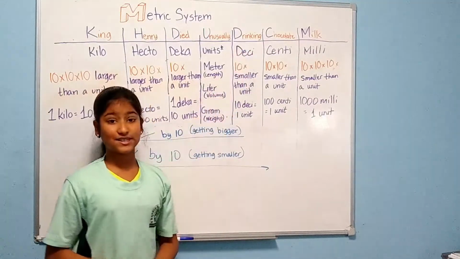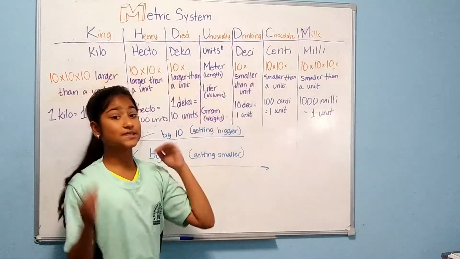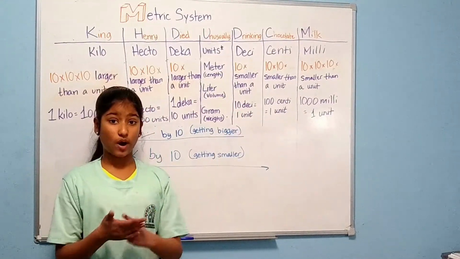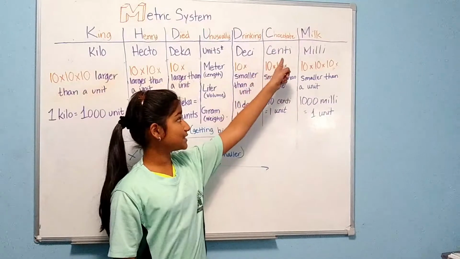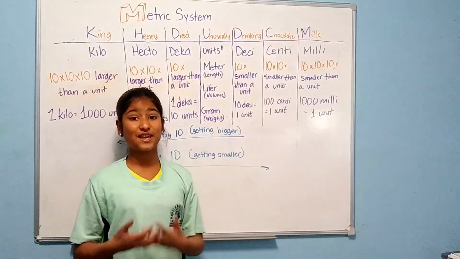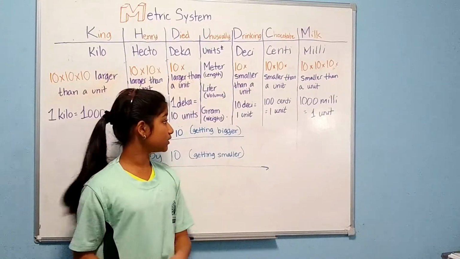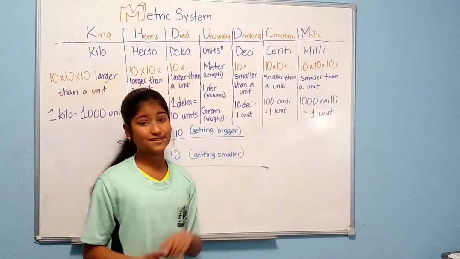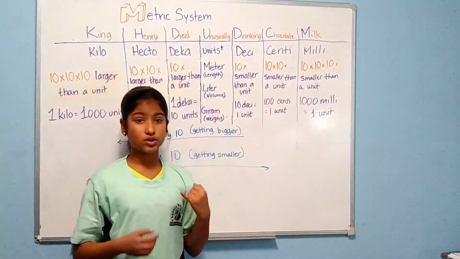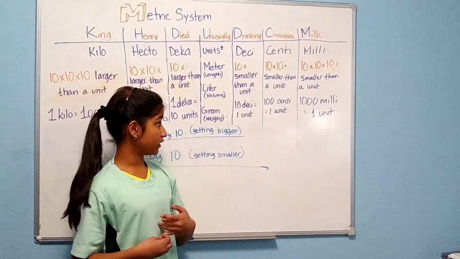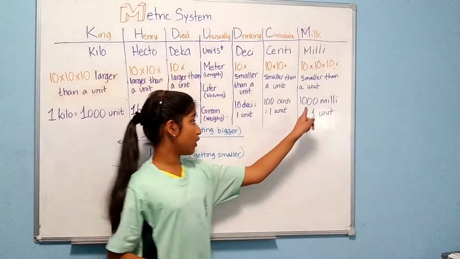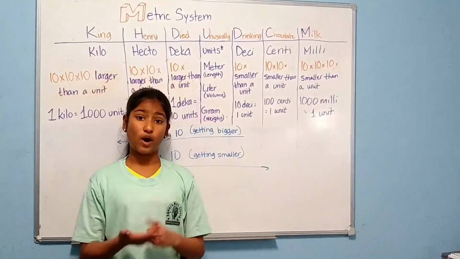Then drinking stands for deci, so it's 10 times smaller than a unit. So 10 decis is equal to 1 unit. Chocolate stands for centi, and it's 10 times 10 smaller than a unit. So it's 100 times smaller than a unit. So 100 centis is equal to 1 unit. And milk stands for milli. So it's 1,000 times smaller than a unit, 10 times 10 times 10 times smaller than a unit. So 1,000 millis is equal to 1 unit.